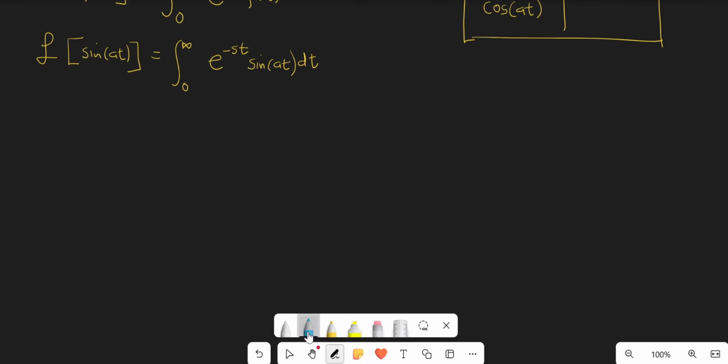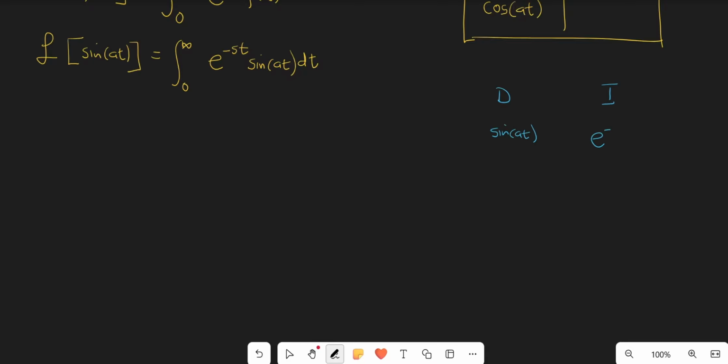Let me switch colors here and then we deal with that. For integration by parts, D is for differentiation and I is for integration. I am going to differentiate the sine of at, and I'm going to integrate the e raised to the power negative st. This is plus, next one is negative. Differentiating sine of at is going to be a times the cosine of at, using the chain rule, and integrating this one is going to be negative 1 over s e raised to the power negative st.